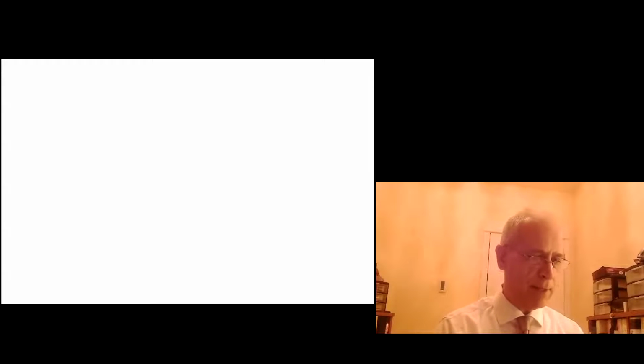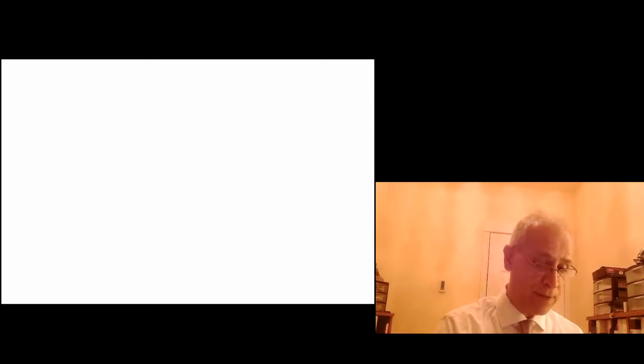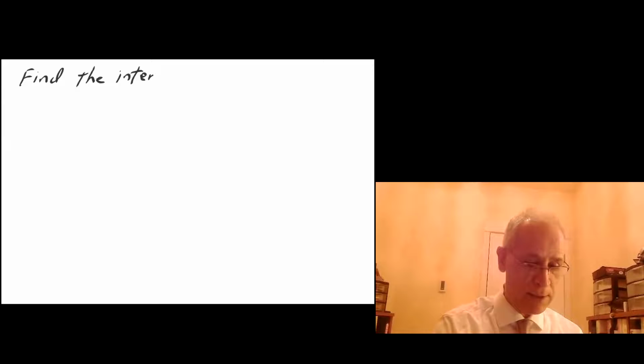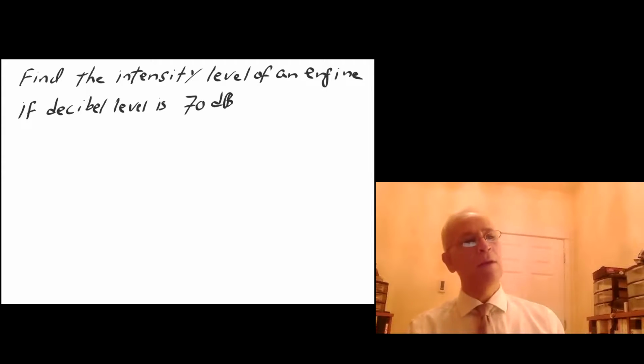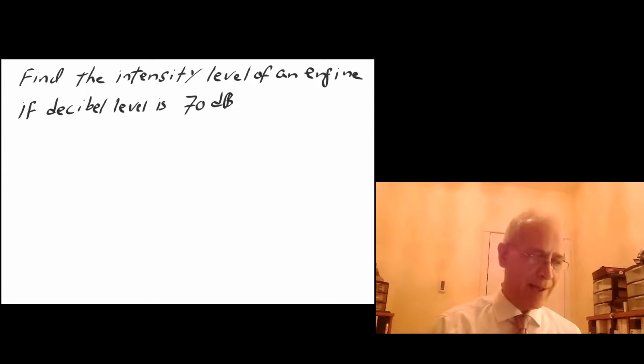Find the intensity level of an engine. So this time, we are finding the intensity level. Last time we found the decibel. This time we are finding the intensity level of an engine if the decibel level is 70 dB. Okay, so this time it's kind of backward.